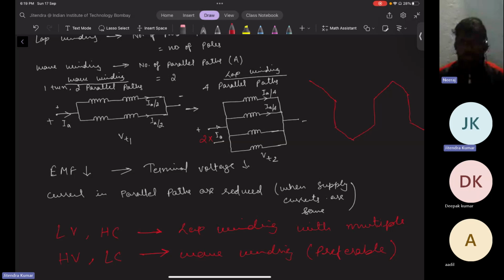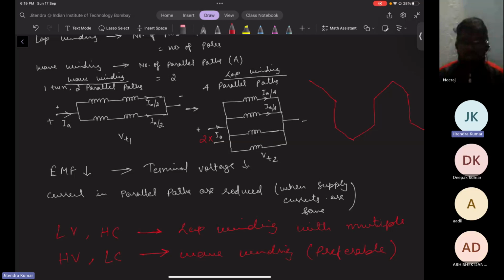Sir, I think there should be a restriction because the space available to put the brushes is limited, sir. Yes, that is true. The space is limited, but anyway, we can reduce the width of the commutator and brushes. If we are able to do that, in such a case, can we incorporate a high number of parallel paths?